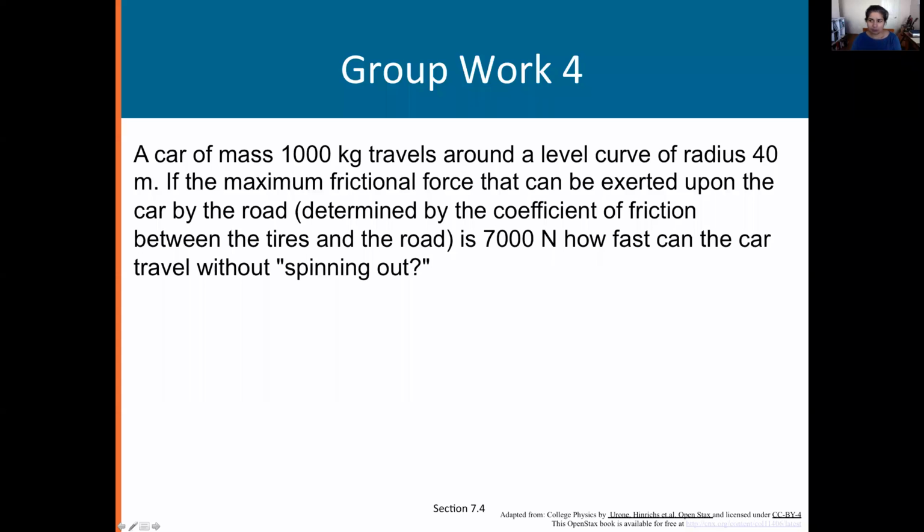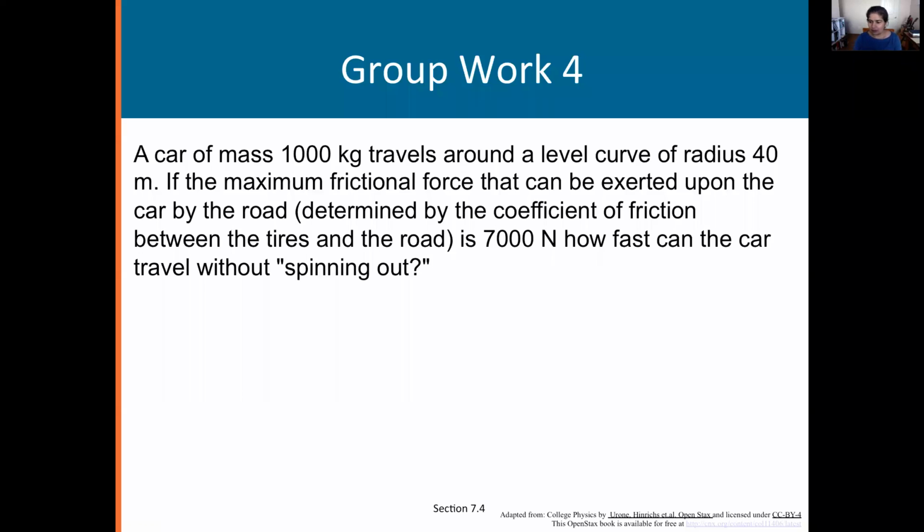So in this section, we're going to do a few problems based on what we have learned so far. Okay. A car of mass 1000 kg travels round a level curve of radius 40 meters. So if the maximum frictional force that can be exerted upon the car by the road, determined by the coefficient of friction between the tires on the road, is 7,000 newtons, how fast can the car travel without spinning out?